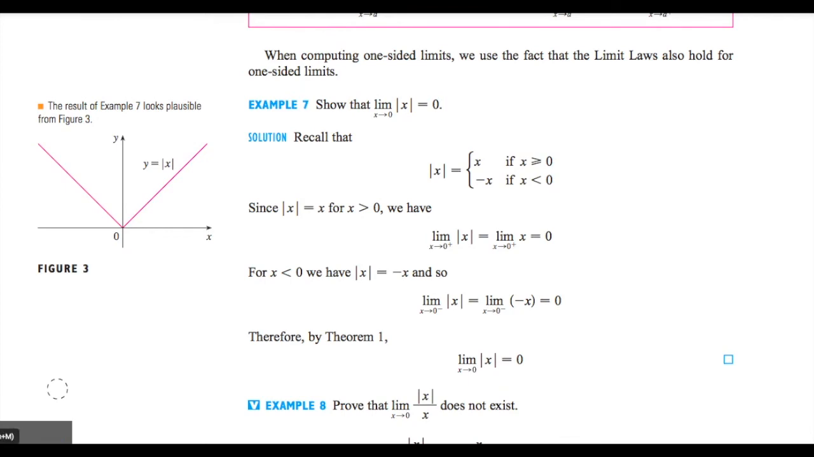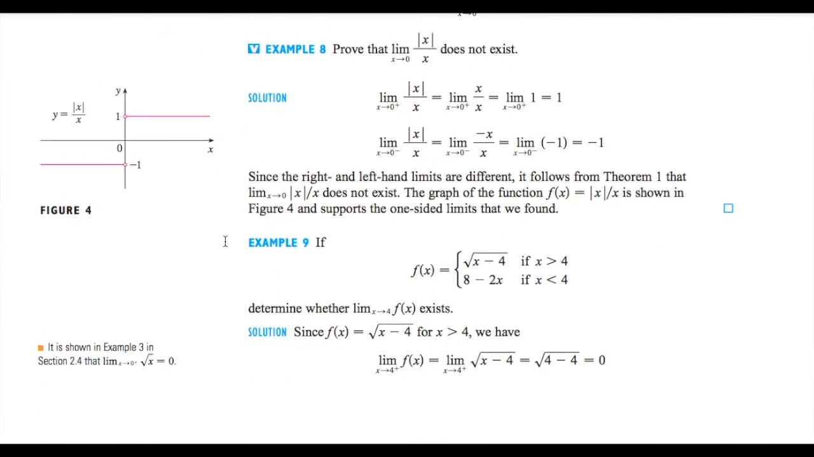In the next example, they're going to show you when the limit doesn't exist. Once again, we're going to have to break it up. Remember, on the right-hand limit, the absolute value is positive, but on the left-hand limit, the x is negative. When it is positive, x divided by x is 1. But negative x divided by x is -1. So these two are different, and the limit does not exist. This is how you prove that the limit does not exist.